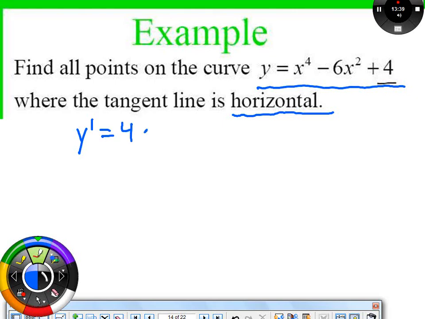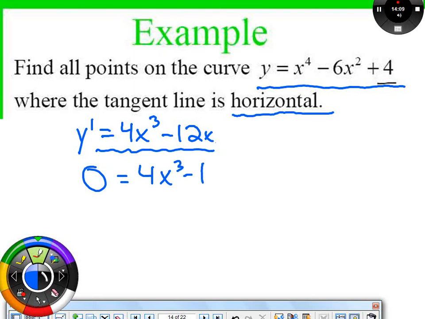That would be 4x cubed minus 12x. You can tell what I did: I put the 4 out in front and reduced that by a power, brought the 2 out in front and reduced that by a power. Now, this describes the slopes of the tangent lines. Now, where are they horizontal? Well, that would be whenever they're equal to 0. So we set it equal to 0, and we want to figure out all those x values where the tangent line is horizontal.